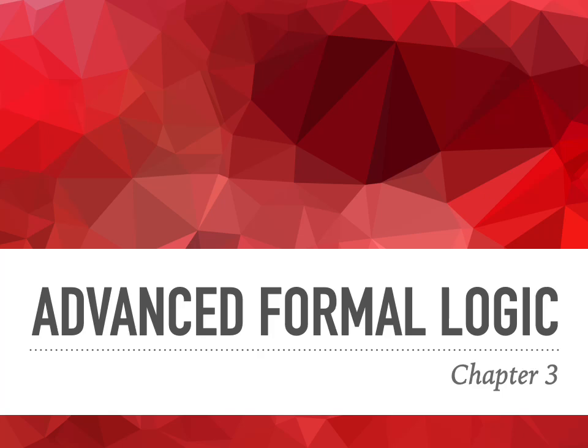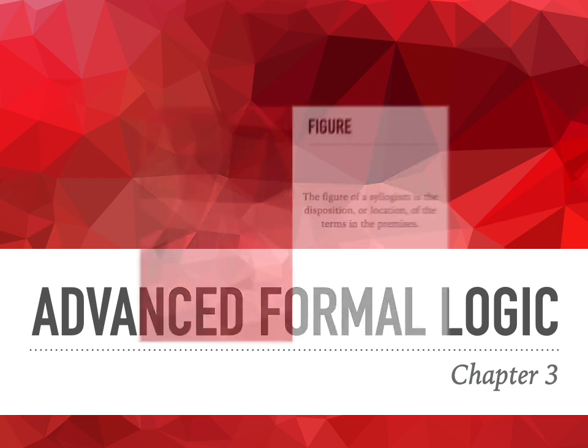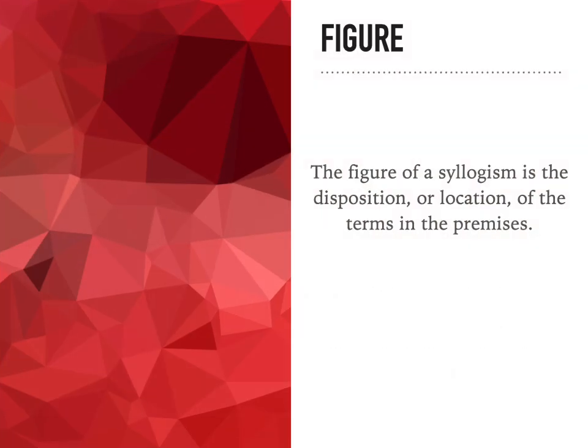Hello, this is Chapter 3 of Advanced Formal Logic. So far, we've been dealing with things like figure and mood. In Chapter 3 we're going to talk a lot about figure. We remember that the figure of a syllogism is the disposition, or really the location, of terms in the premises. And what we're really concerned about with figure is where is the middle term.